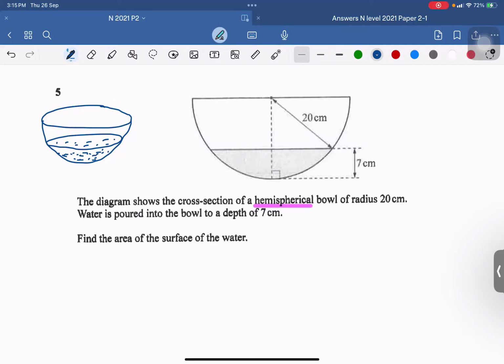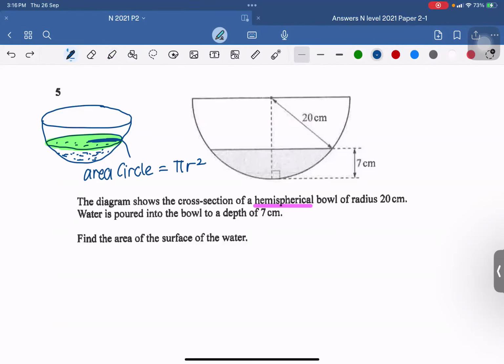So it's actually a 3-dimensional hemispherical shape. Now the problem is I want to find the area of the surface of the water. Because it's a hemispherical shape, it fills up the bowl, so the area of the surface is in the shape of a circle. The area of a circle equals pi r squared. But I do not know the radius of this circle, so I need to find it.